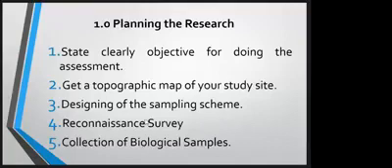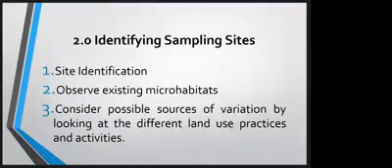So fifth is the collection of biological samples. When you deal with coastal and marine ecosystem studies, then definitely you have to collect samples, no? Maybe in terms of species or, let's say, bacteria, maybe in the water. So that's it. Second, after planning the research, you have to identify sampling sites.